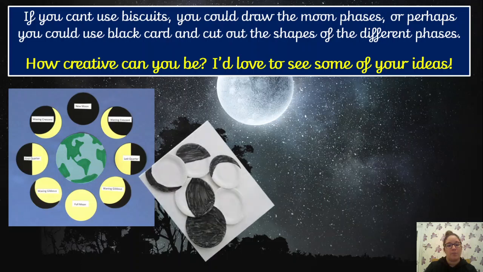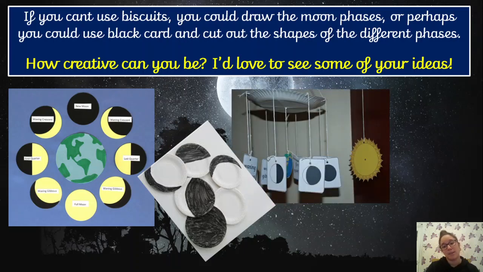Okay. Here is the moon phases on paper plates. Okay, different parts, different shades, different phases of the moons on the paper plates. And then somebody else has made a mobile. Okay, so you've got the Earth in the middle, and then there's the different parts of the moon all around.